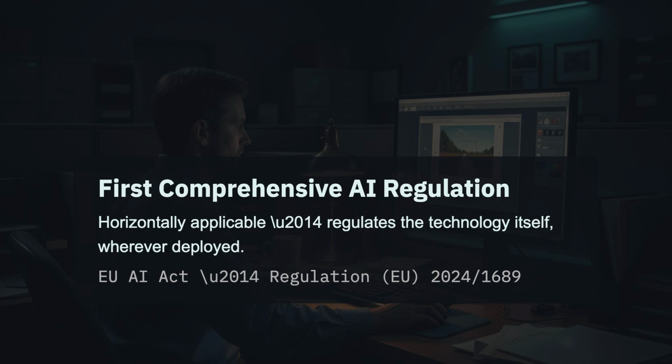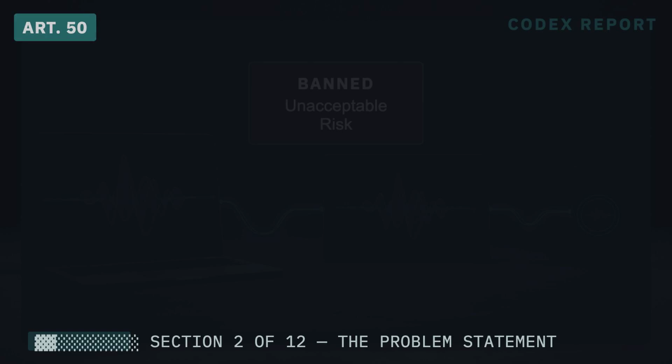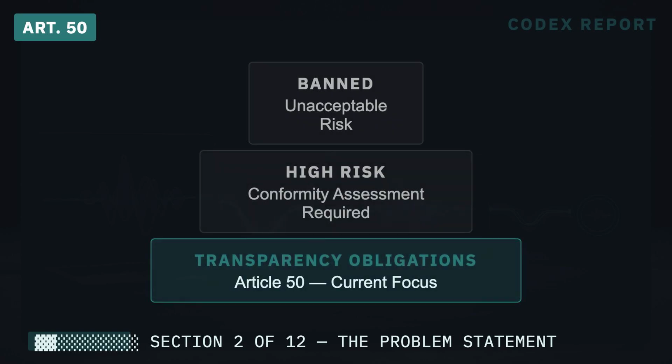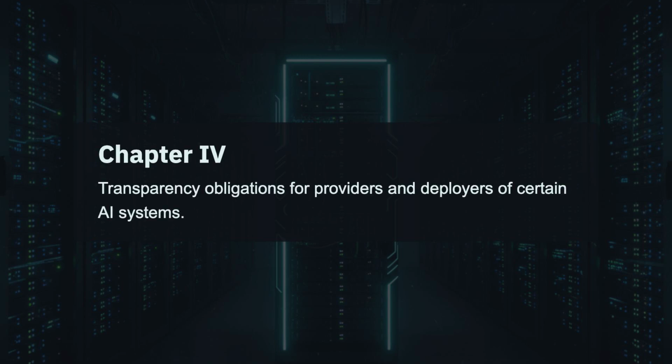It is the first comprehensive, horizontally applicable AI regulation adopted anywhere in the world. It does not regulate a single sector. It regulates the technology itself, wherever it is deployed. The Act takes a risk-based approach. It classifies AI systems into categories: unacceptable risk, which is banned outright; high risk, which requires conformity assessment and ongoing monitoring; and then a category that is, in some ways, the most practically relevant for the largest number of organizations: AI systems with specific transparency obligations. That is where Article 50 sits.